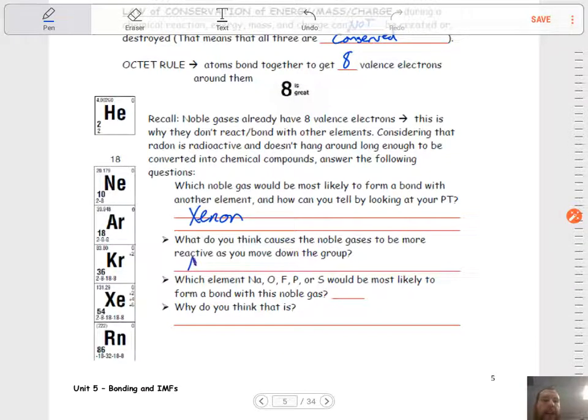Again, you've got increased shielding going on from our last unit, right? Those valence electrons are getting farther and farther away from the nucleus, so it's easier to remove them or to let them be shared or whatnot.